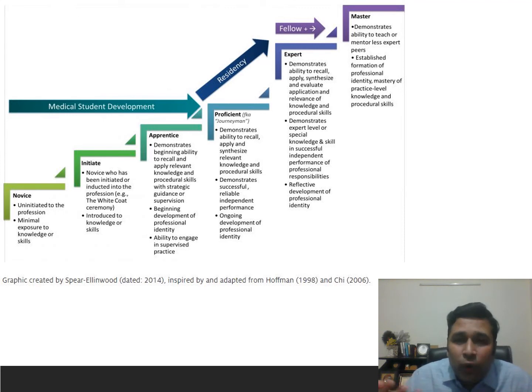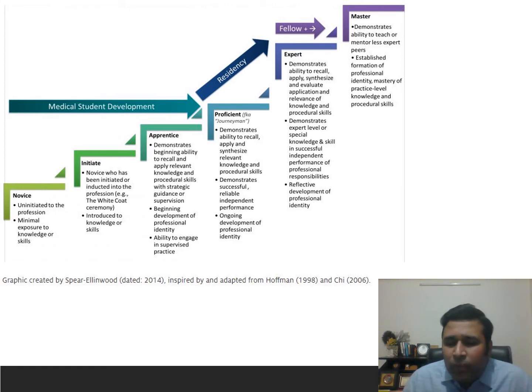Then one becomes a fellow. He is maybe a junior participant, but he is kind of a fellow. A fellow is also an expert, demonstrates ability to recall, apply, synthesize and evaluate application and relevance of knowledge and procedural skills, demonstrates expert level or special knowledge. So some amount of special knowledge, some new skill, some amount of innovation starts coming in, and skillful and successful independent performance of professional responsibility starts coming in. So that is the level of expertise.